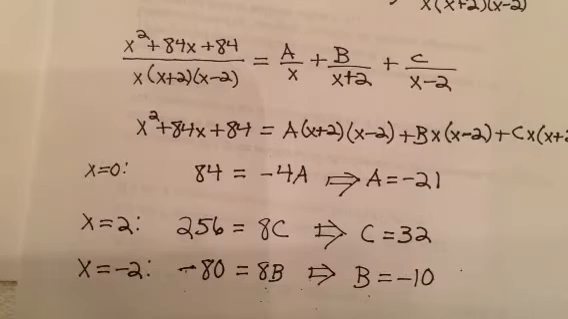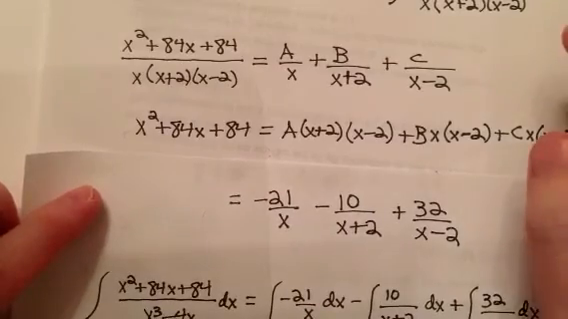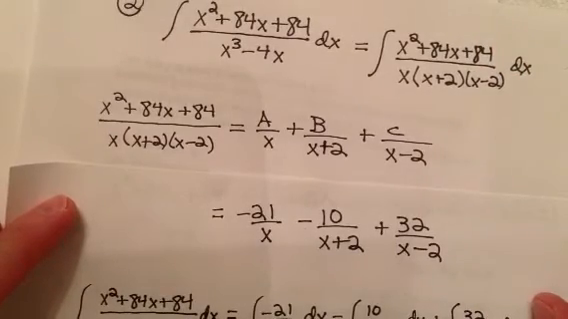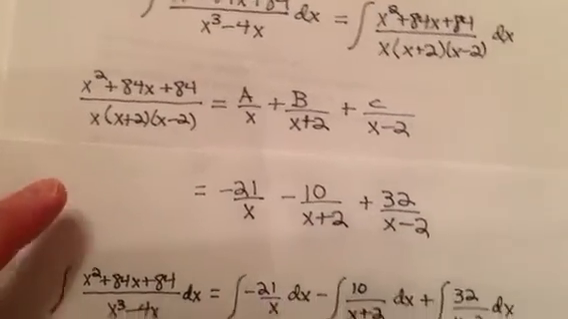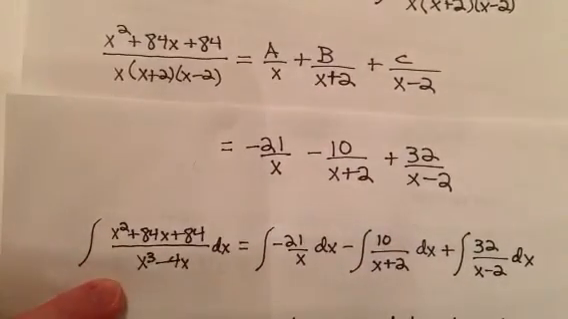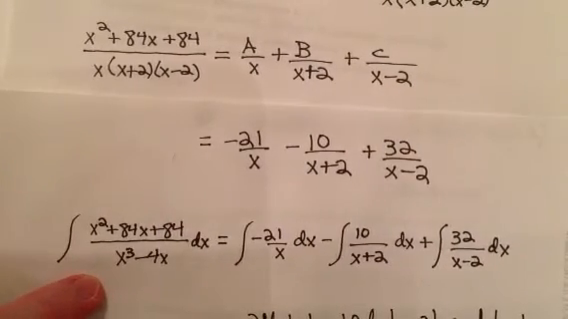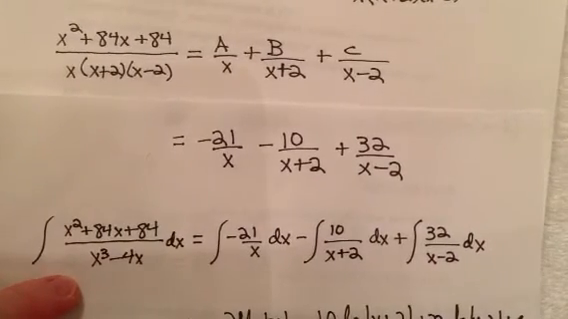And so now, having arrived at the values of a, b, and c, we can take this set of terms and reestablish the decomposition. We have negative 21 over x minus 10 over x plus 2 plus 32 all over x minus 2. So with these ratios, we can now set up integration. We're looking at the integral of negative 21 over x dx minus the integral of 10 over x plus 2 dx plus the integral of 32 over x minus 2 dx.